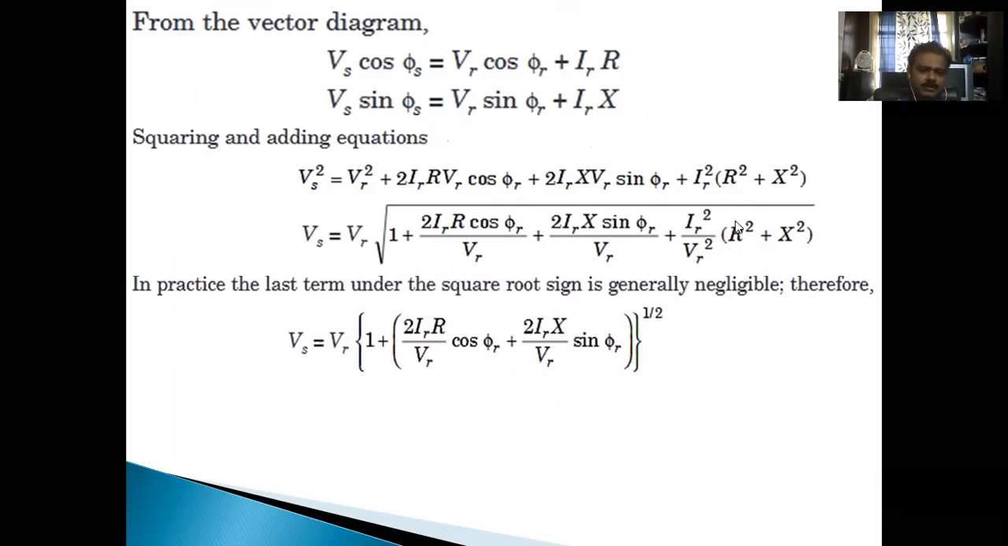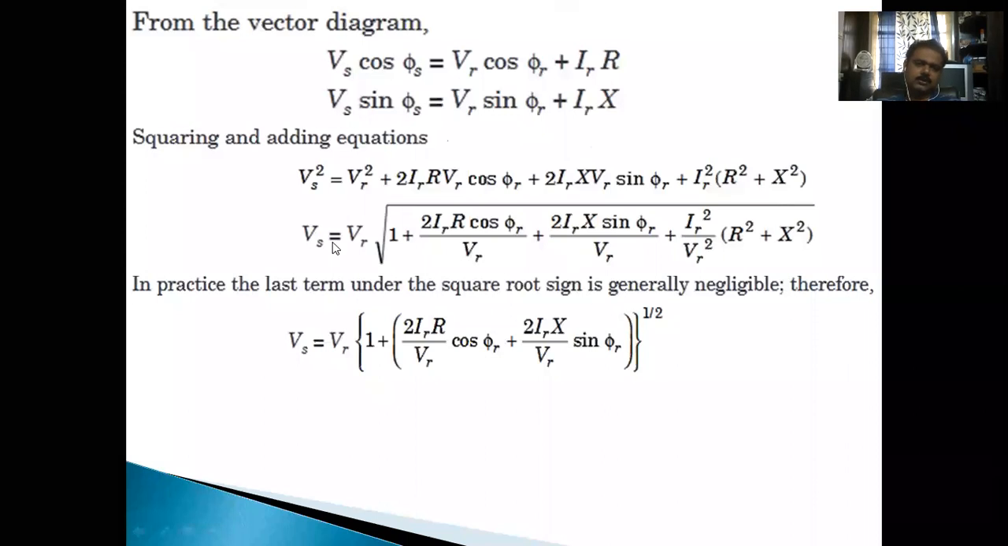So if I observe these terms, IR squared by VR squared into R squared plus X squared. Here the values are too small. The resistance values and reactance values in case of a transmission line are too small, and if we square that value, it is almost equal to 0. So it is very much less than 0. That's why we have neglected these two terms.